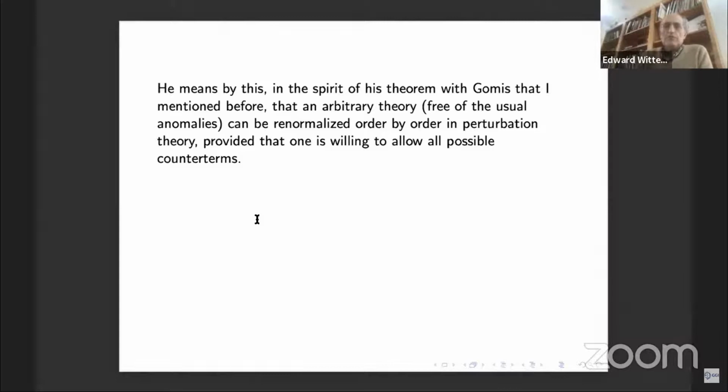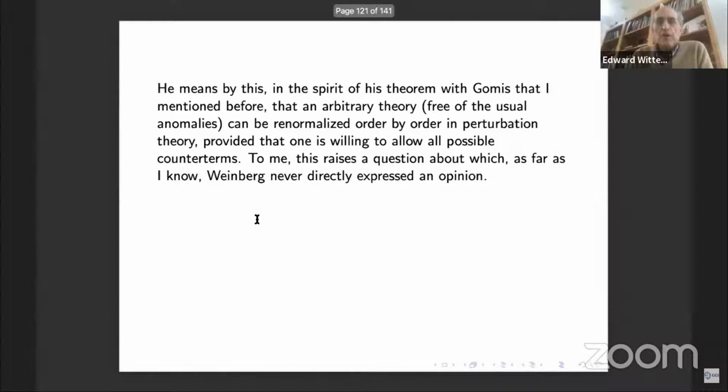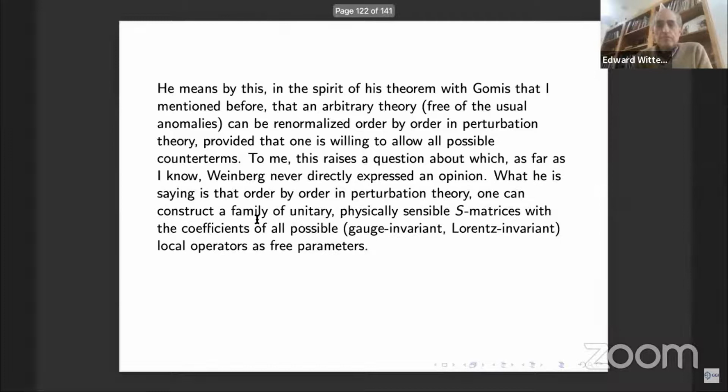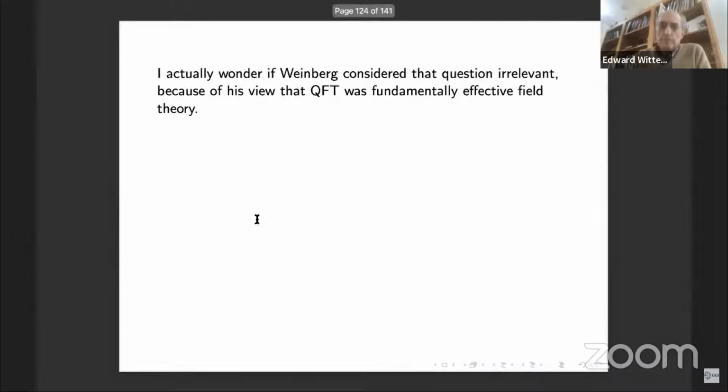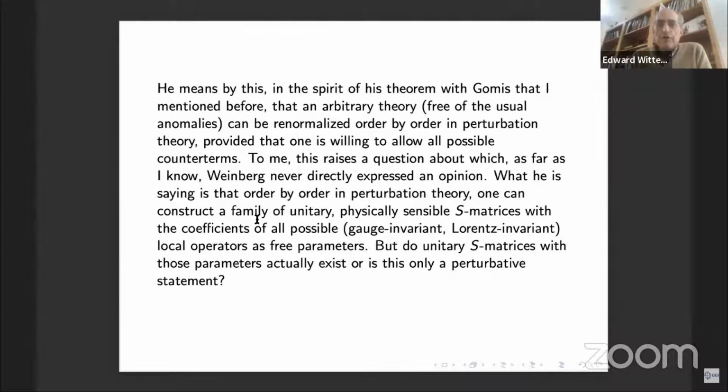So to me, this discussion by Weinberg raises a question about which, as far as I know, he never directly expressed an opinion. He's saying that order by order in perturbation theory, you can construct a family of unitary physically sensible S matrices with the coefficients of all possible local operators as free parameters. But to me, this raises a question: do unitary S matrices with those parameters actually exist, or is this only a perturbative statement? I actually wonder if Steve, to my knowledge, ever addressed that question. I never heard it, and I didn't see it in any of the papers.